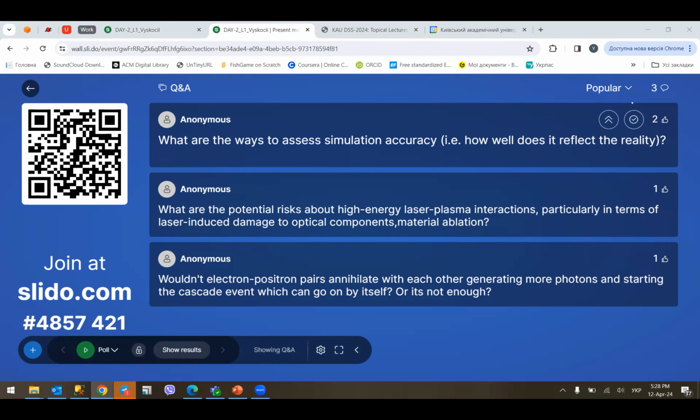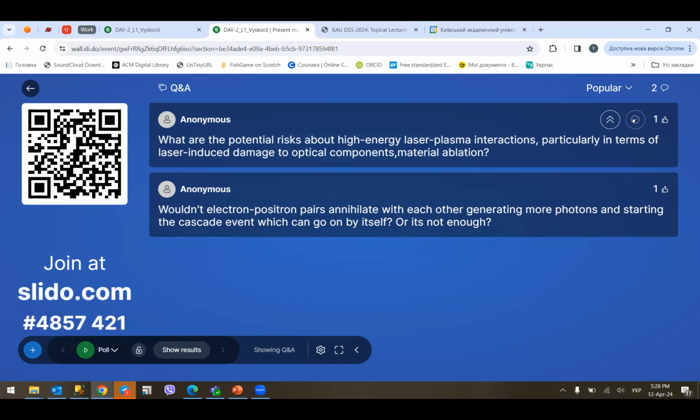Okay, good. So the last two questions: what are the potential risks about high energy laser plasma interactions, particularly in terms of laser-induced damage to optical components and material ablation?